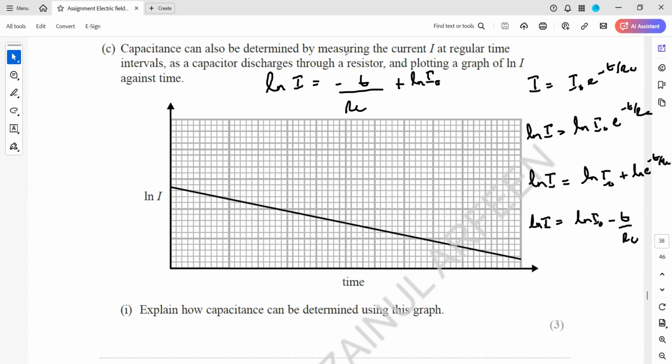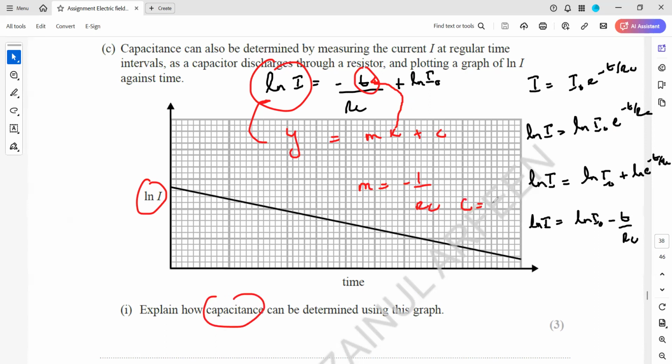So we compare with the equation of a straight line, which is y equals mx plus c. On the y-axis I have ln I, on the x-axis I have t. So what will be my gradient? My gradient will be minus 1 over RC. So if I want to determine the capacitance, the capacitance will be equal to minus 1 over R times the gradient. That will give us the capacitance. And if I need the maximum current, I will use the intercept, which gives ln I naught, and I can take the antilog to know what the maximum current is.